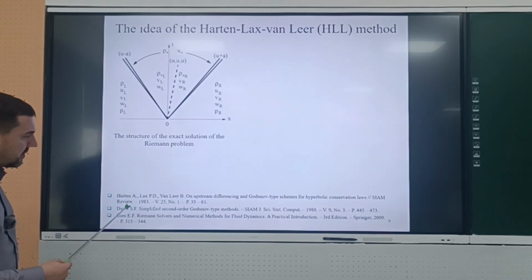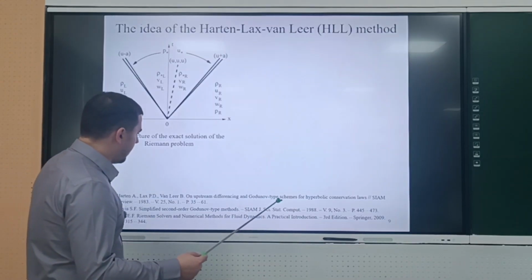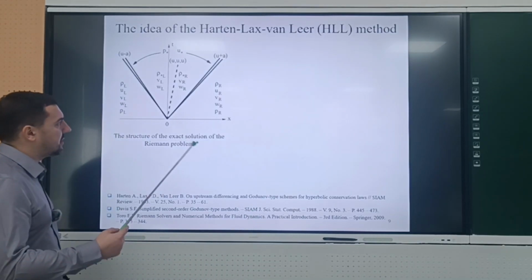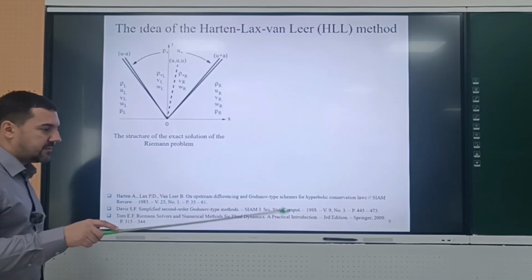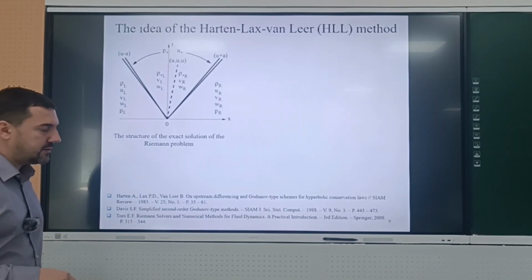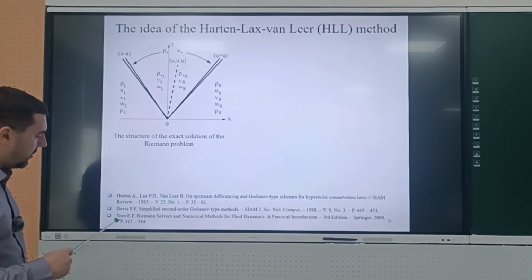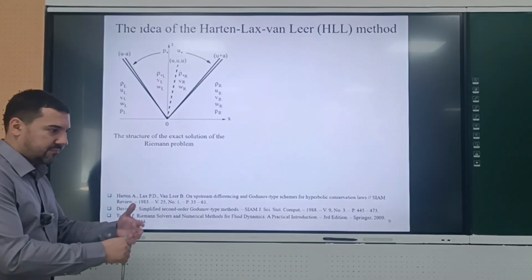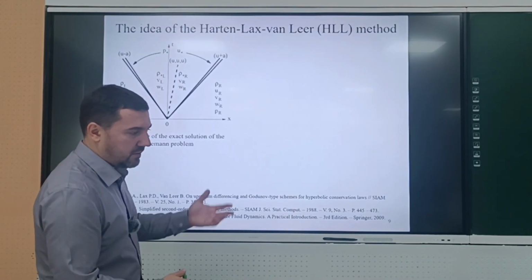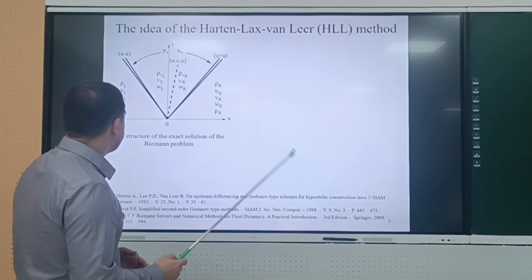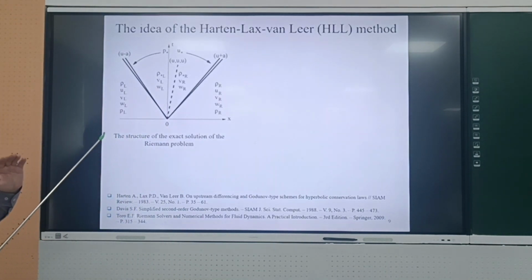Later in a paper of Davis, for example, he provided a number of results. The problem is how to compute the speed of propagation of your disturbances, and so he provided the necessary results. And for example, in the book of Toro, you can find the full description of this numerical method.